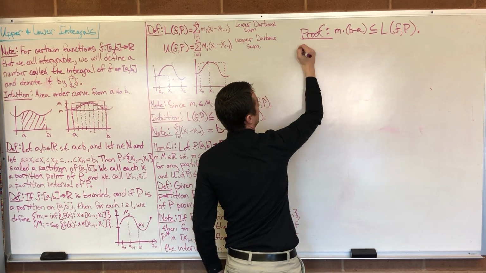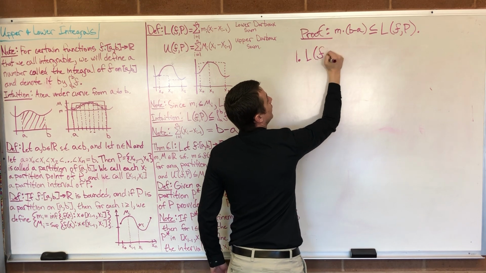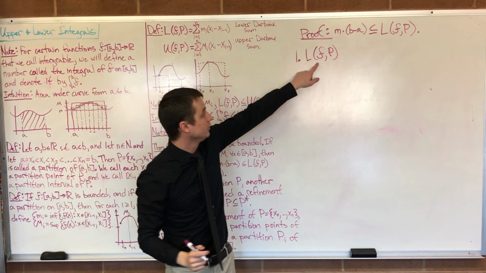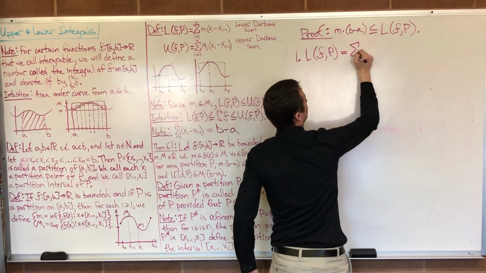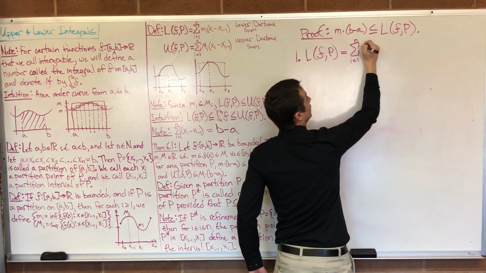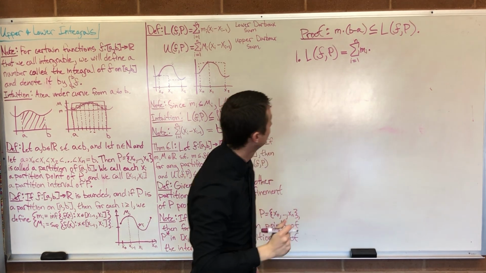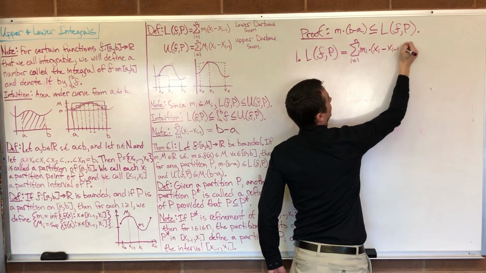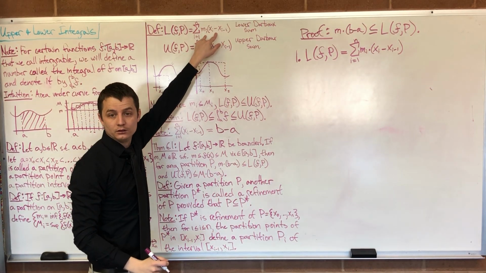What is the lower Darboux sum equal to? We won't bother with all the words, it's just the algebra here that's important. By definition, the lower Darboux sum, when you give it some function f and some partition p, is equal to the sum from i equals 1 to n of little m sub i times x sub i minus x sub i minus 1. Exactly what we wrote over here.